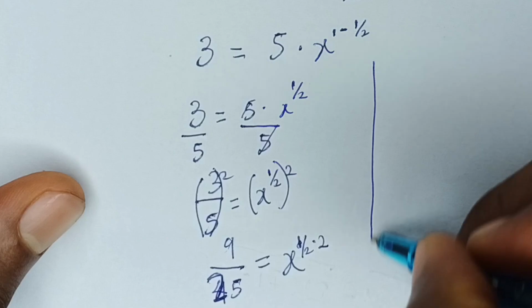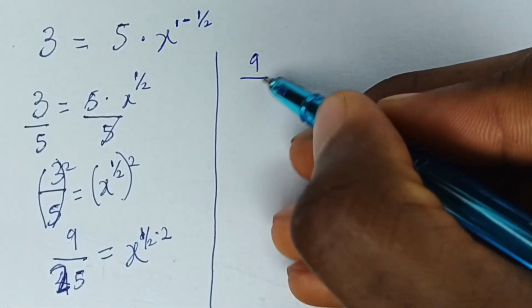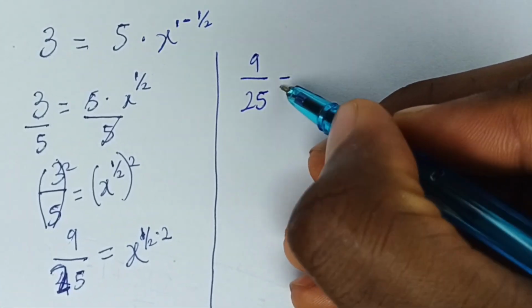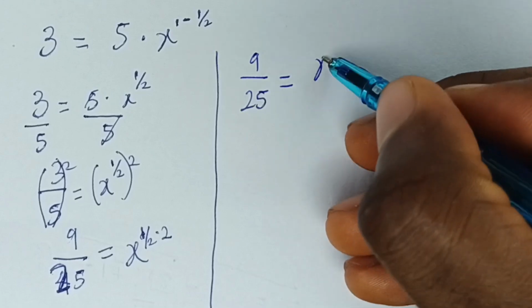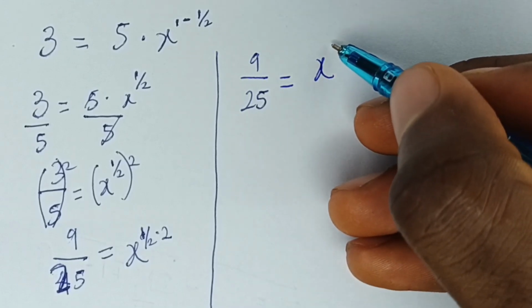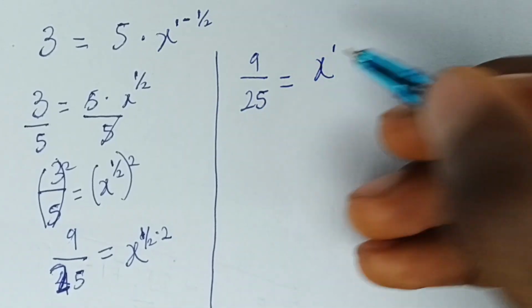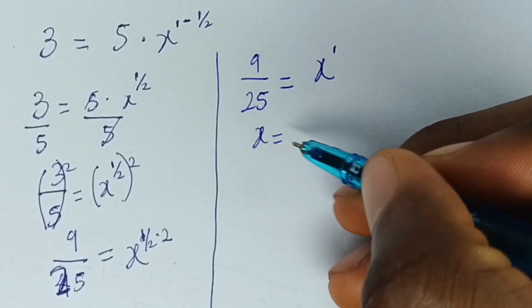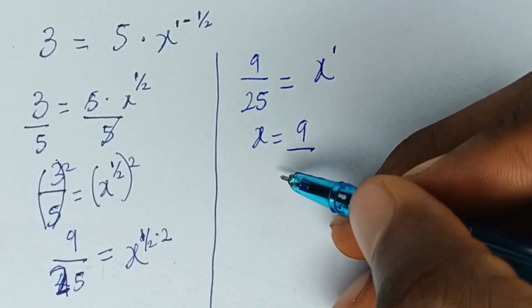This becomes 9 over 25 is equal to x raised to the power half times 2, which is 1. Therefore, x is equal to 9 over 25.